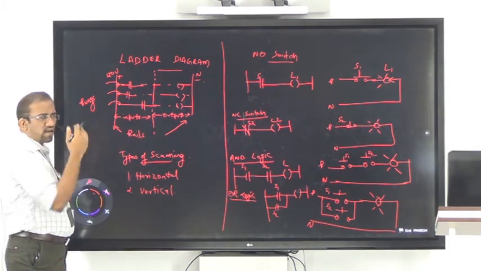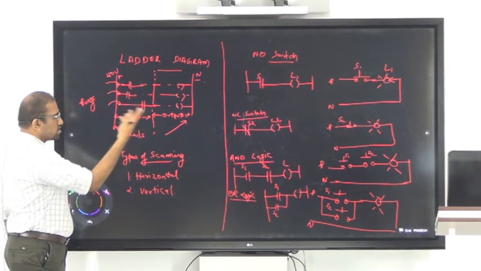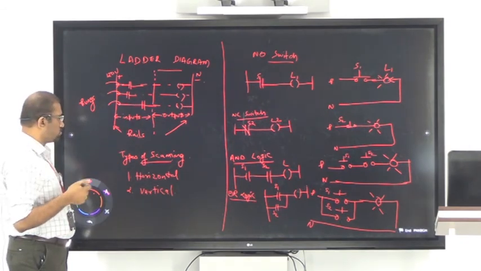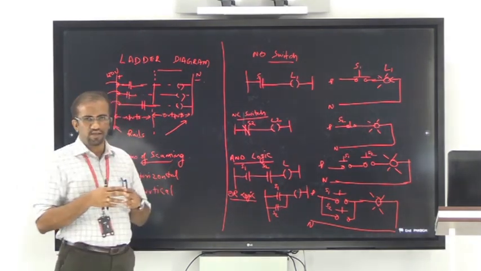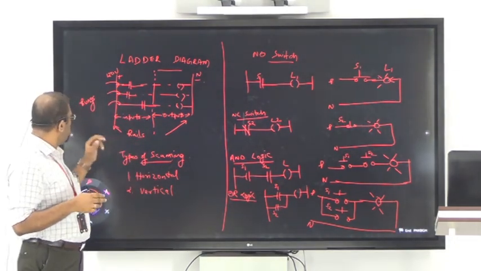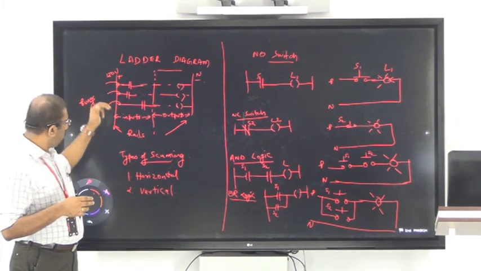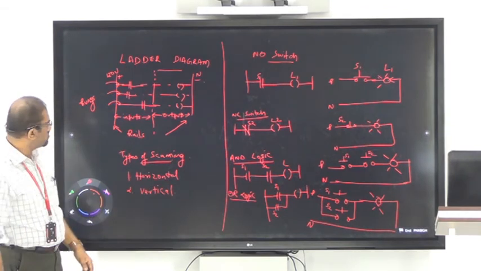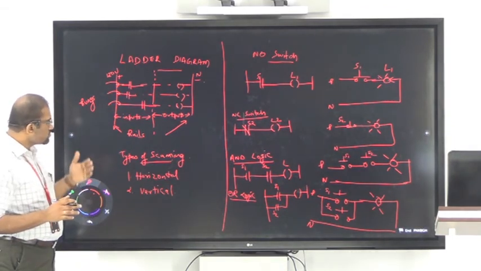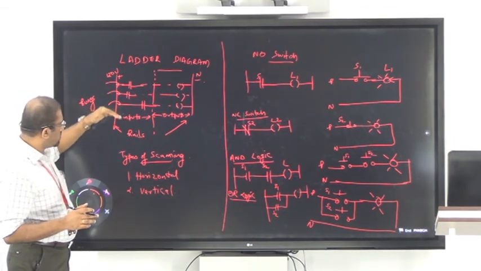Whatever is written to the left is input and whatever is written to the right is output. Generally, a ladder diagram is a combination of rail, rung, inputs and outputs. These inputs and outputs are on rungs.